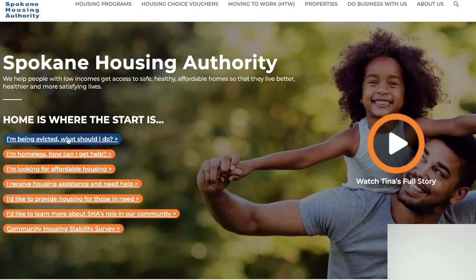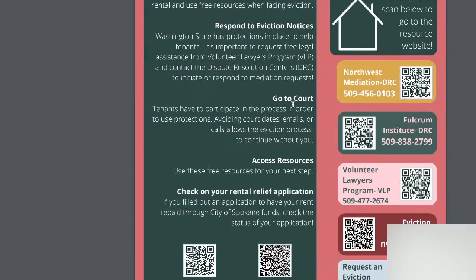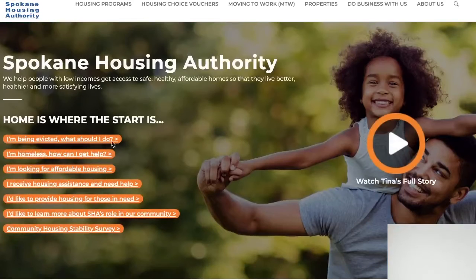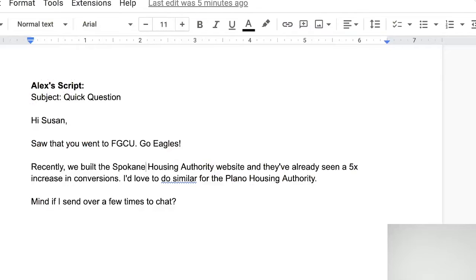Because it hurts conversions. And then if you click on one of these, it actually goes right to their PDF. It's kind of like a weird thing to send people. There's no email request or anything. So I don't know what Spokane Housing Authority's goal is here, but I'm just going to write a sample observation and then I'll tie it into a pain point.